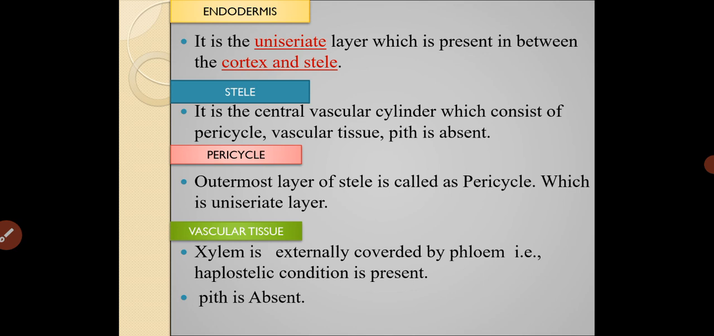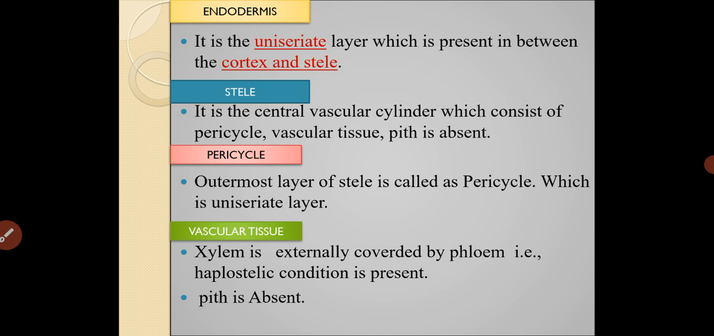Pericycle is the outermost layer of the stele and it is a uniseriate layer. Here in the vascular tissues, xylem is externally covered by the phloem, and pith is absent. Such condition of stele is called the haplostelic condition, which is present in case of the rhizome.